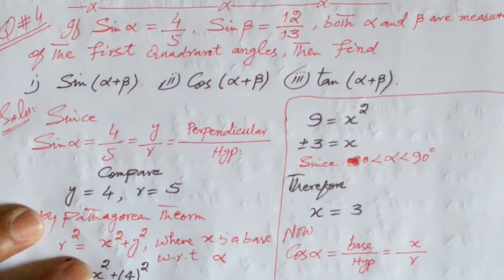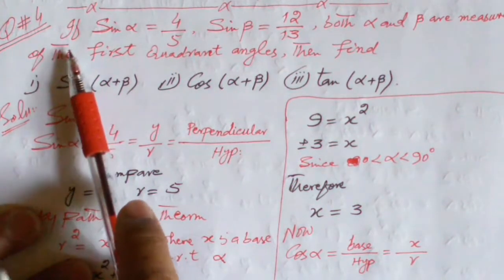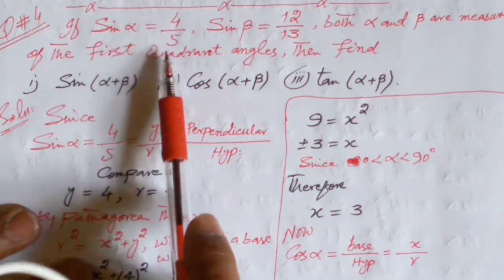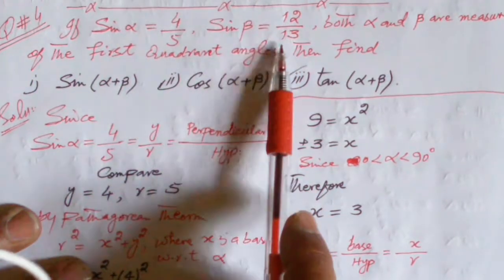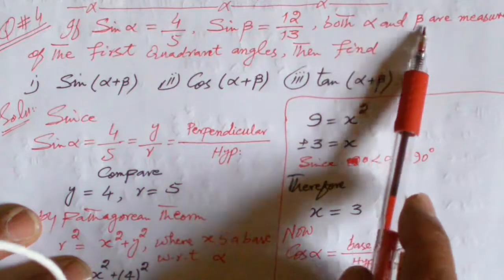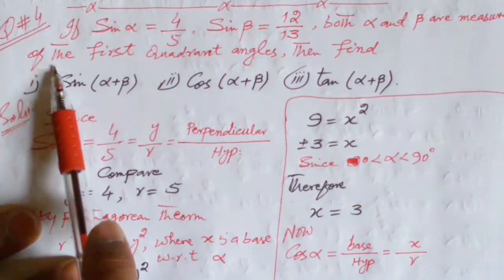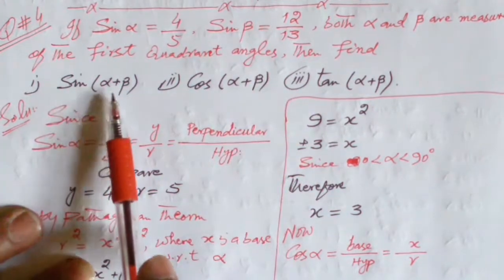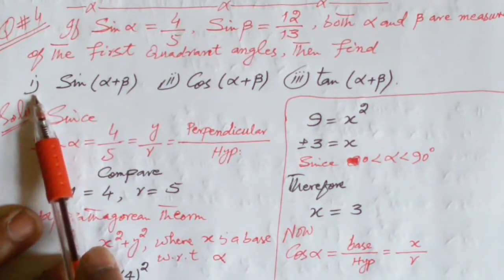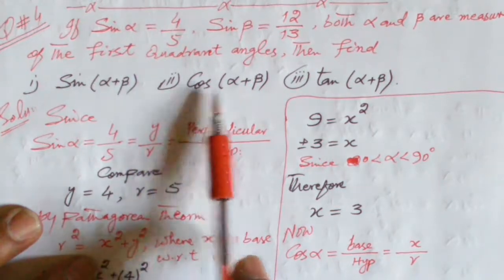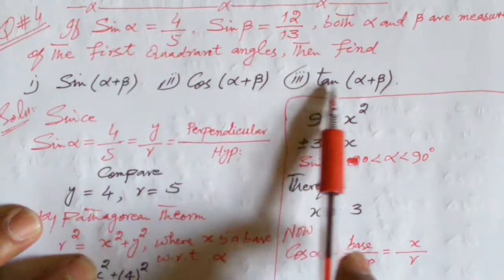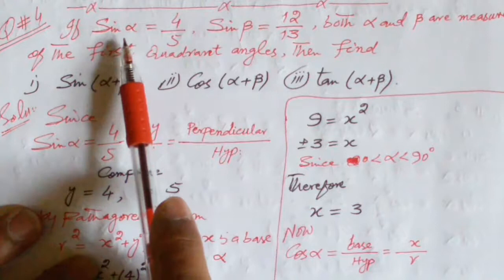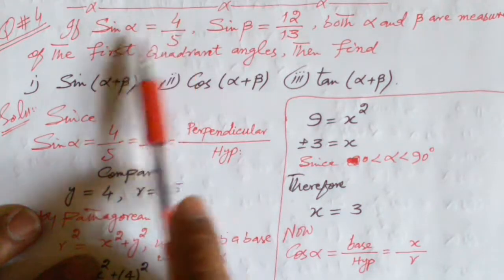Exercise 10.1 question number 4. The question is, if sin alpha is equal to 4 divided by 5, sin beta is equal to 12 divided by 13, both alpha and beta are measures of the first quadrant angles, then find sin of alpha plus beta. The first part is this one, the second part is cos alpha plus beta, and the third is tangent alpha plus beta. First we have to calculate this.